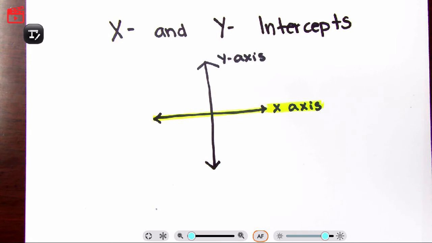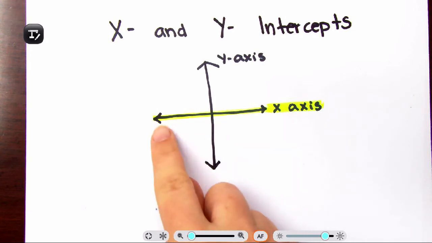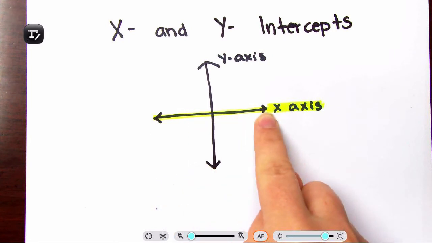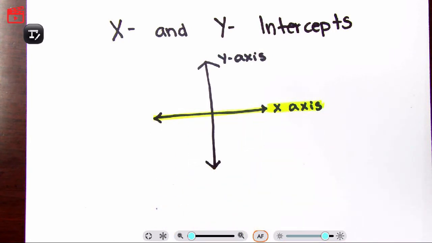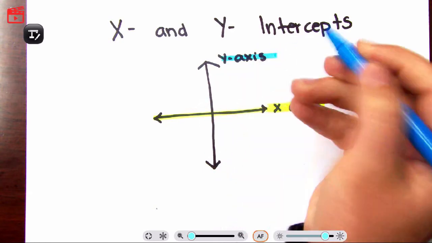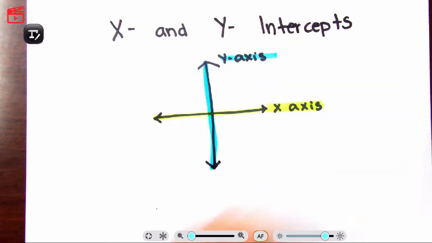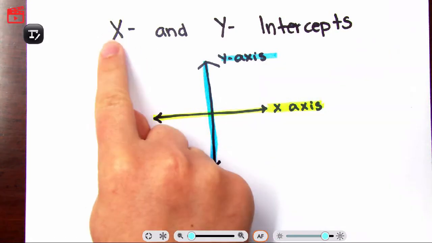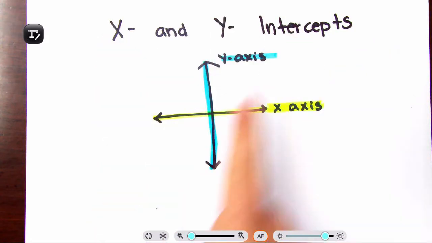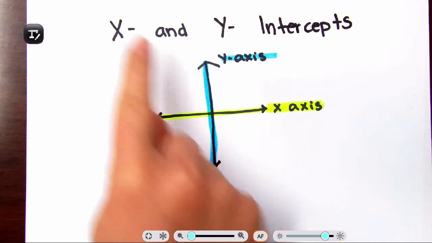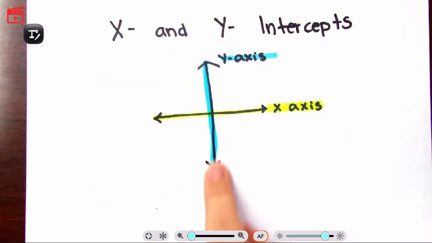Now, I went ahead and drew my X and Y axis. It's super important to know which one's which. The X axis is the horizontal line, this way here. That's your X axis. The Y axis is the vertical line here. So the X intercept is going to be on the X axis and the Y intercept is going to be on the Y axis.